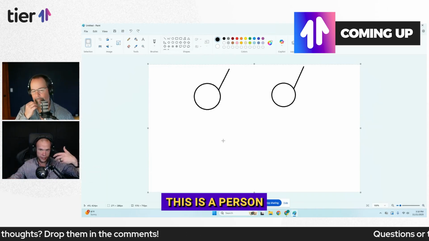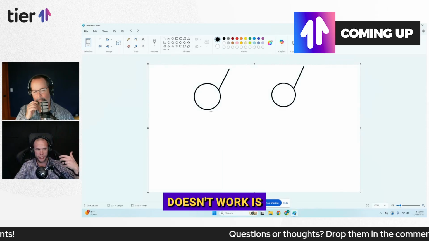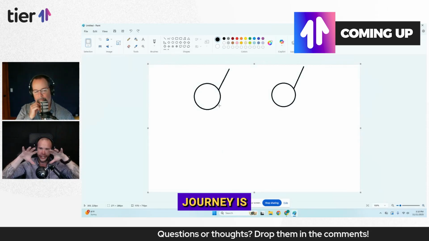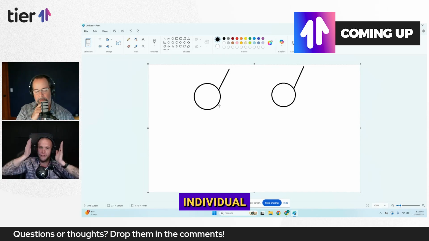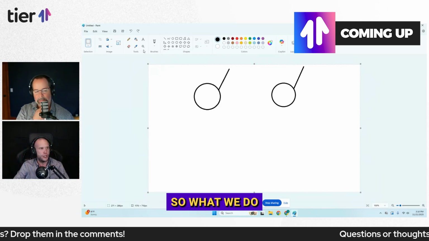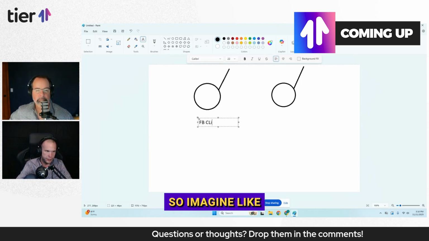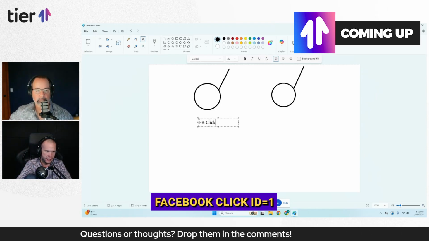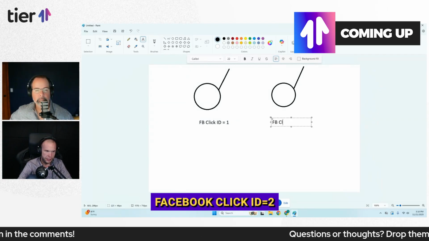If this is a person that is now lost in fingerprinting, that's the biggest reason why attribution doesn't work, is the entire journey is fragmented, is broken down, it's shattered because they look like individual people because they can't tie them together. So what we do is we say, watch this. This is FB click 1. So imagine like Facebook click ID equals 1. This is now Facebook click ID equals 2.